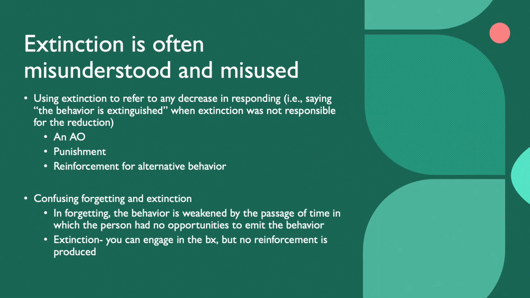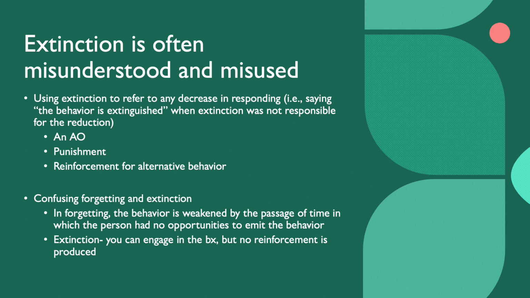Let's discuss now how extinction can often be either misunderstood or misused. We as behavior analysts have a responsibility to make sure that we're being conceptually systematic in the way that we are referring to the interventions that we're implementing. So if you are implementing an extinction procedure, then you want to refer to it as an extinction procedure. But if you're not implementing an extinction procedure, then you should also not be referring to the procedure that you're implementing as extinction. Okay, so in the next few slides, you'll see different ways in which we often either misunderstand or misuse the term extinction.